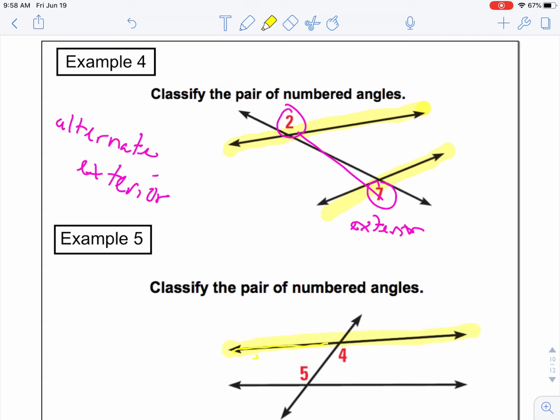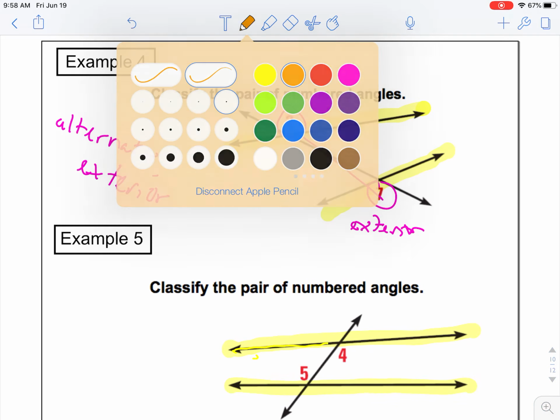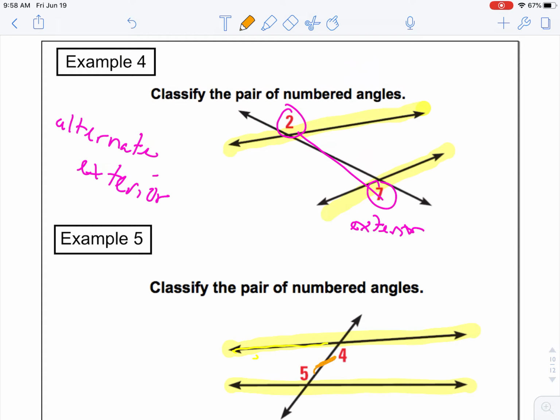And the next one here, again, sometimes it's helpful to use your highlighter and highlight the lines, and then you can make out the transversal a little bit easier. Now these are also alternating across the transversal, but they're on the interior. So these are alternate interior angles. So that gives you a little practice and some review of parallel lines.